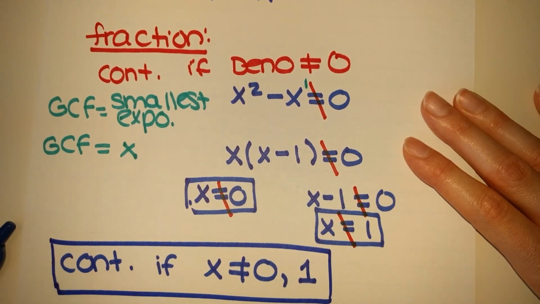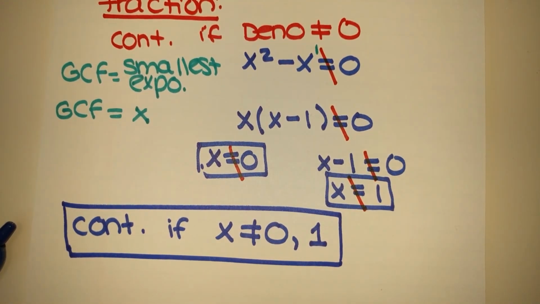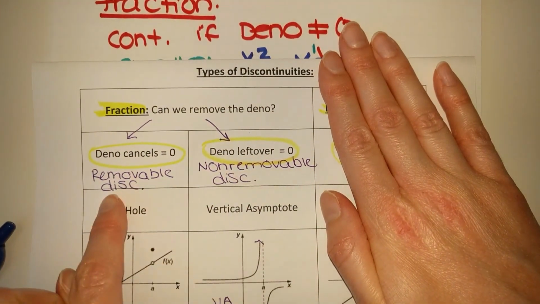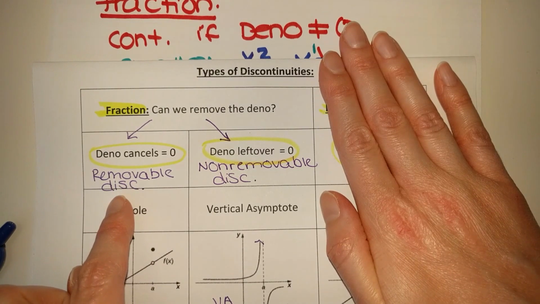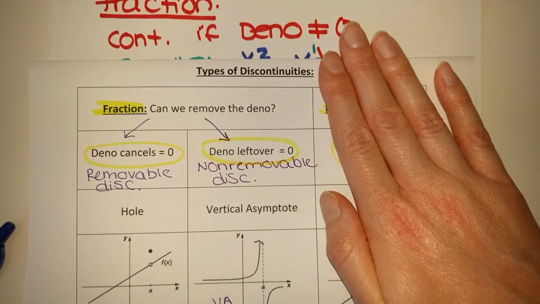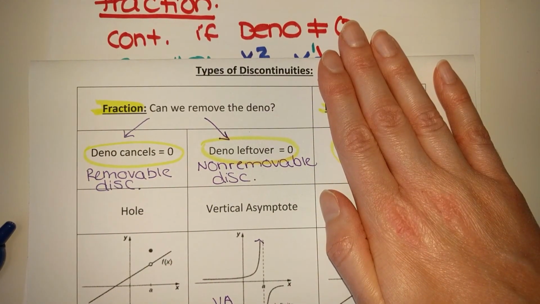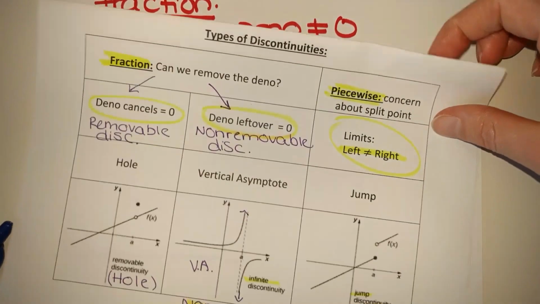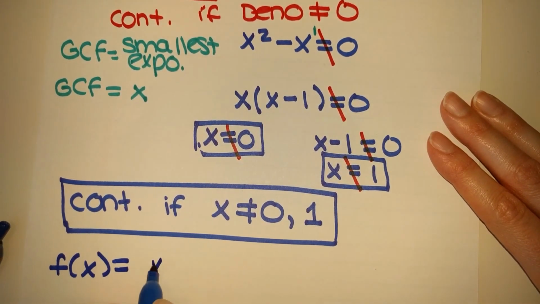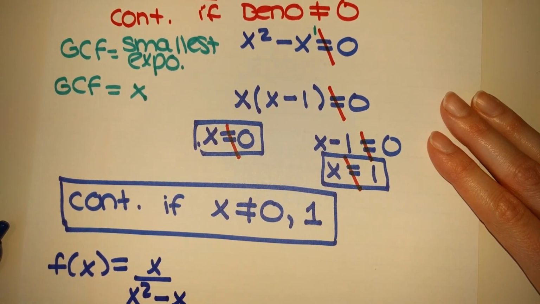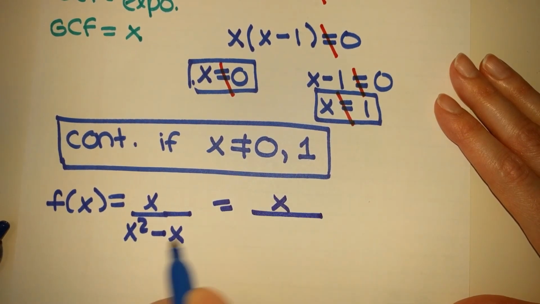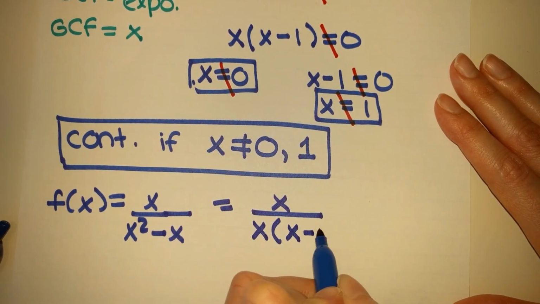Now, when they ask us what type of discontinuity we have, remember that's where we have to go over here and ask ourselves if the denominator cancels. Because if the denominator cancels, we have a removable discontinuity. If it does not, then we have a non-removable or infinite discontinuity because we're really looking at a vertical asymptote. So what we will do here is go back to the function and ask, does the denominator cancel? In order to answer that question, we need to factor it. So we need to factor out the x and be left with x minus 1.